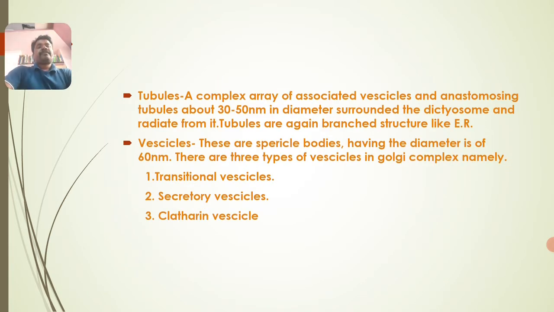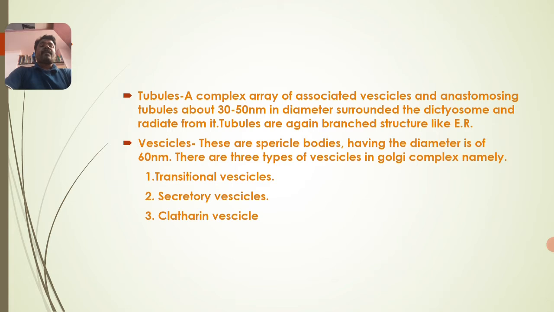Then tubules: a complex array of associated vesicles and anastomosing tubules about 30 to 50 nanometers in diameter surround the dictyosome and radiate from it. Tubules are again a branched structure like the endoplasmic reticulum. We already studied that tubules are highly branched structures, and here also they are highly branched, and their diameter varies, about 30 to 50 nanometers.